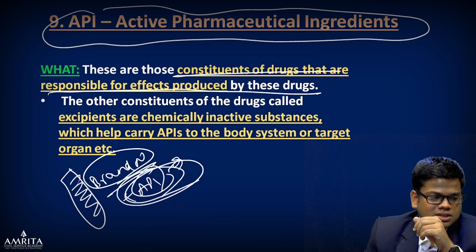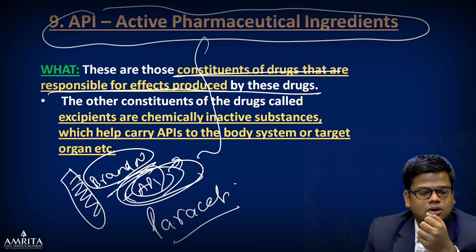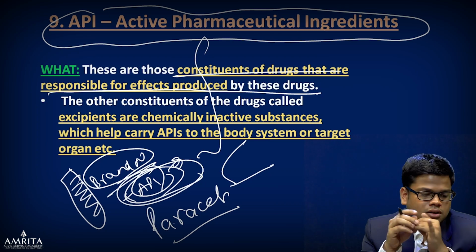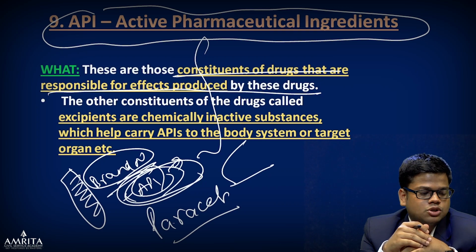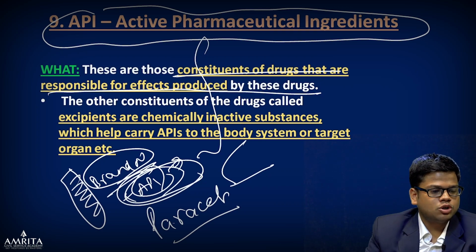Basically it is the API. For example, paracetamol is an API. On the basis of paracetamol, different medicines are there. Crocin is there, right? Dolo is there. There are many medicines you take. Okay. So paracetamol is the API. They are the constituents of the drug that are responsible for the effect produced by these drugs.